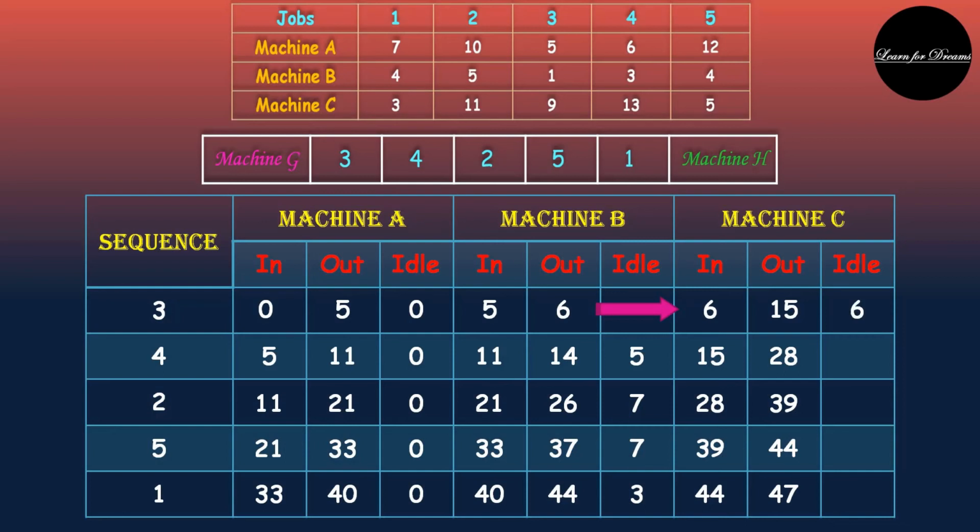Now calculating idle time for all the jobs on machine C. For job 3, that is the first job, machine C will be idle for 6 hours. And then there is no difference between the in time of the current job and out time of the previous job. Hence the idle time is 0 for the rest of the jobs. Now let's see the answers.